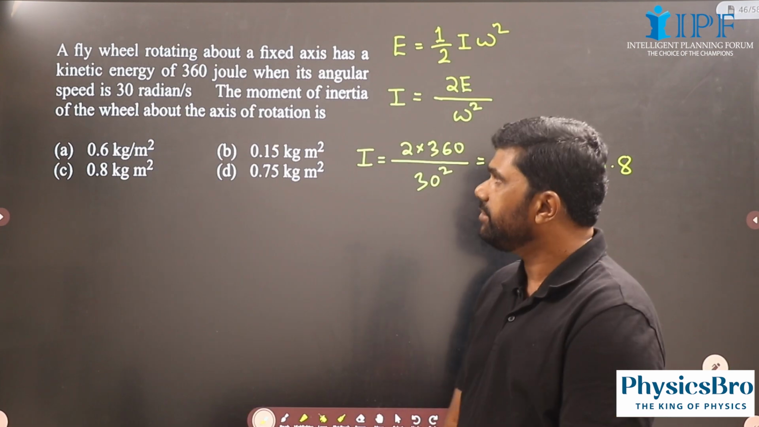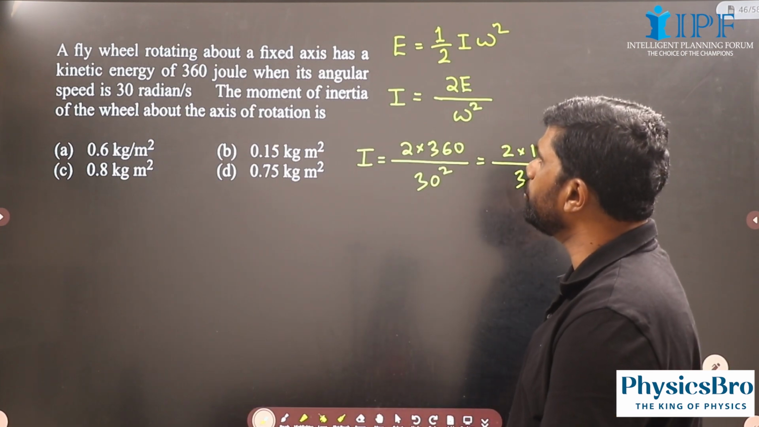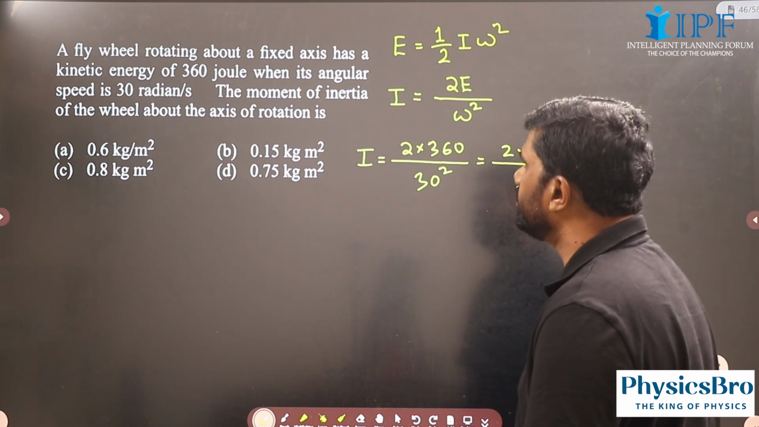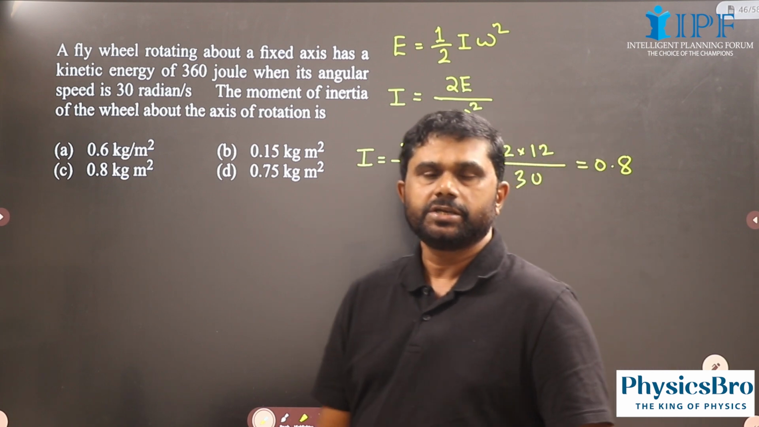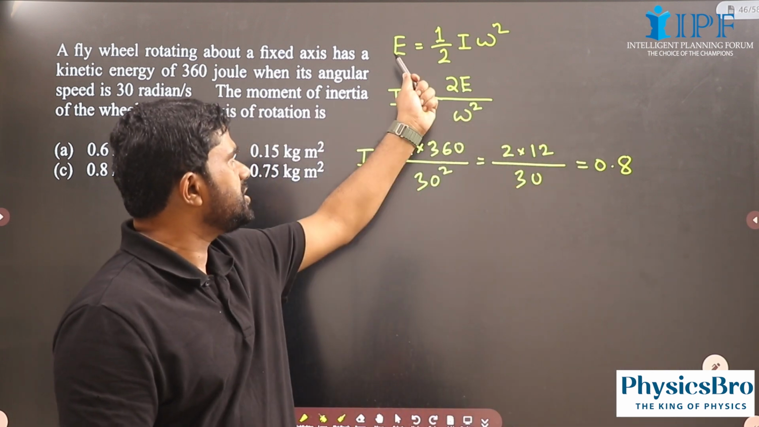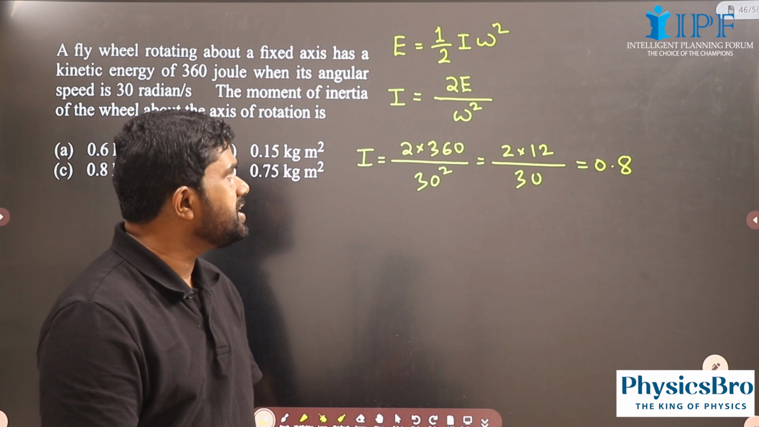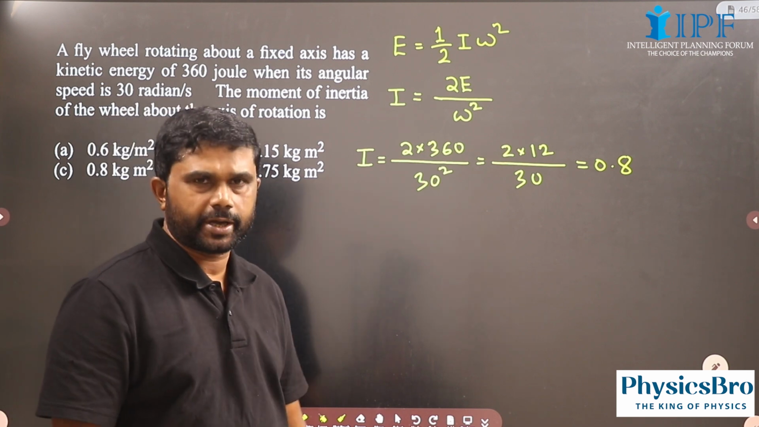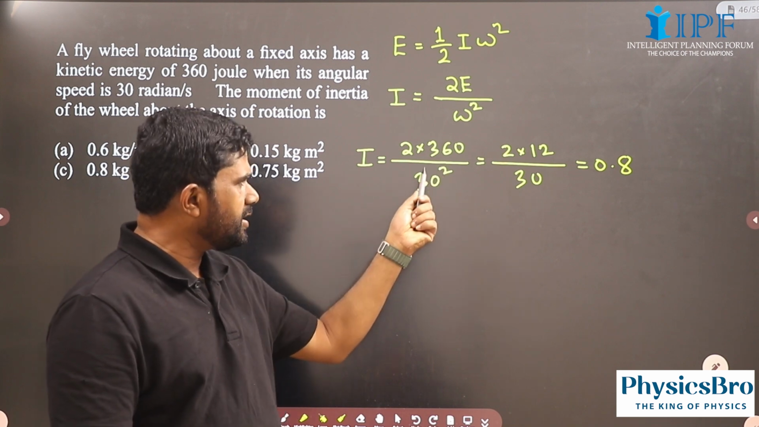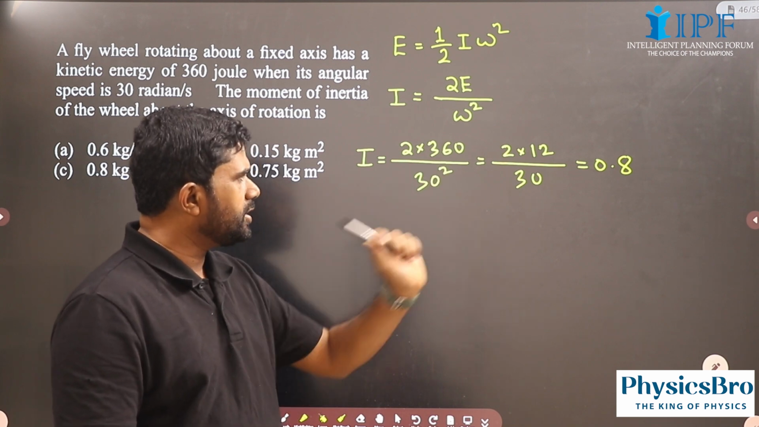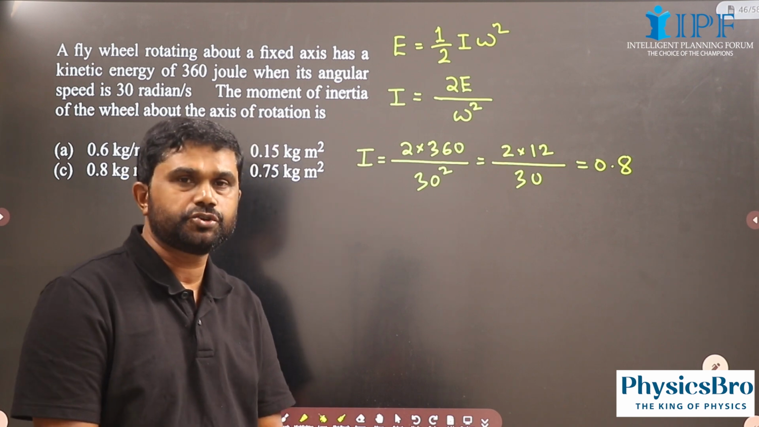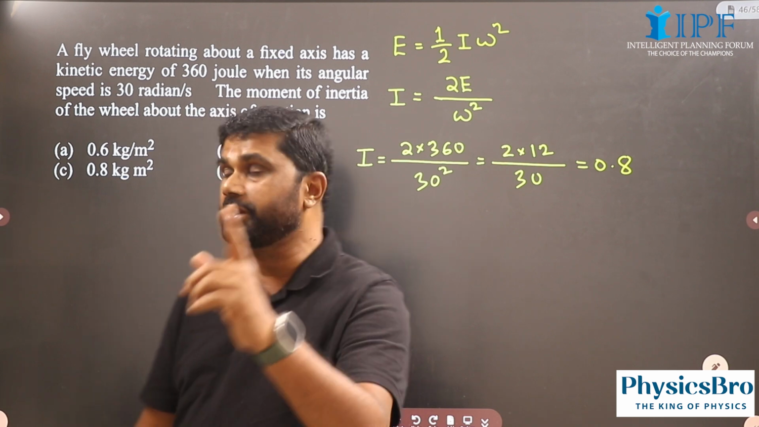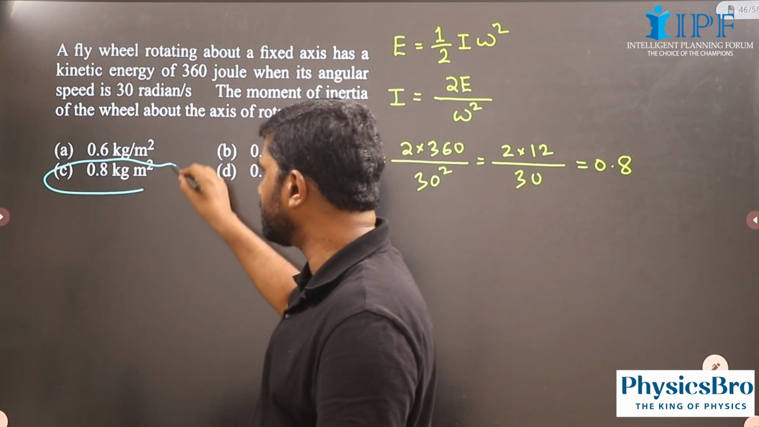Now let's see what we have next. A flywheel rotating about a fixed axis has a kinetic energy of 360 joule and its angular speed is given. We have to find the moment of inertia. The expression for rotational kinetic energy is E equal to half I omega², and I will be 2E divided by omega². Means it is 2 into 360 divided by 30². This 360 and 30 can be divided, so in the numerator we will get 12 into 2, and in the denominator there will be 30. So it is 24 by 30, and it is equal to 0.8 kg m².